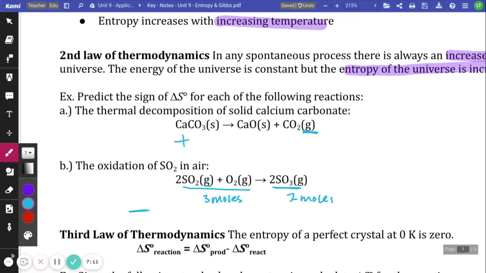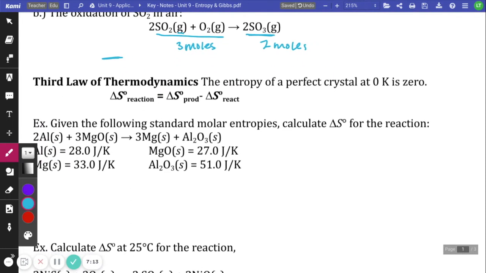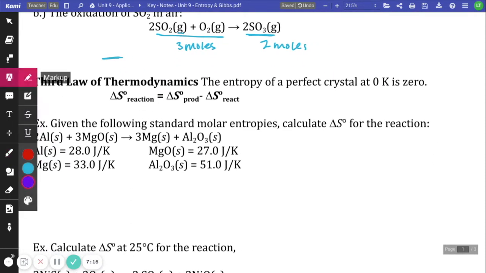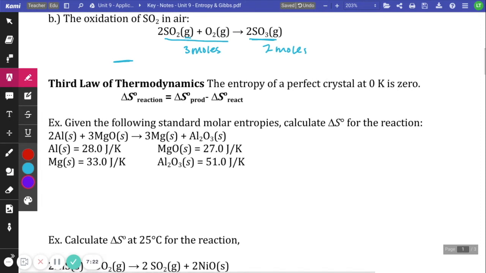Okay, let's move on. The third law of thermodynamics says that the entropy of a perfect crystal at 0 Kelvin is 0. But what we're going to look at is how we can calculate our delta S. Our delta S of our reaction is equal to the sum of our delta S of our products minus the delta S of our reactants. You guys may notice that looks like a very similar equation. It is very similar to our delta H equation that we learned quite a while back.